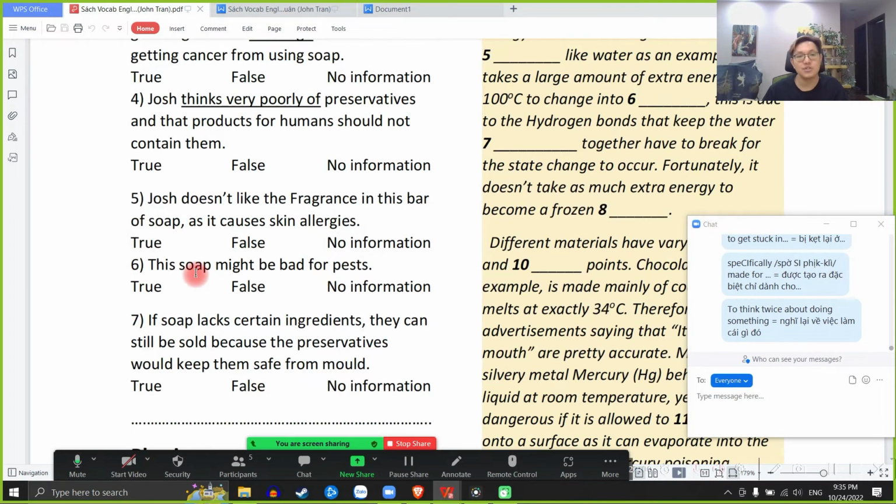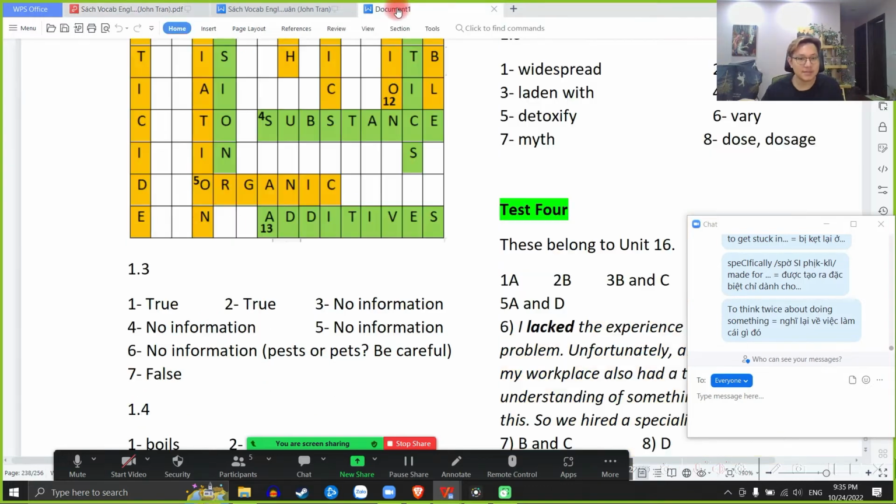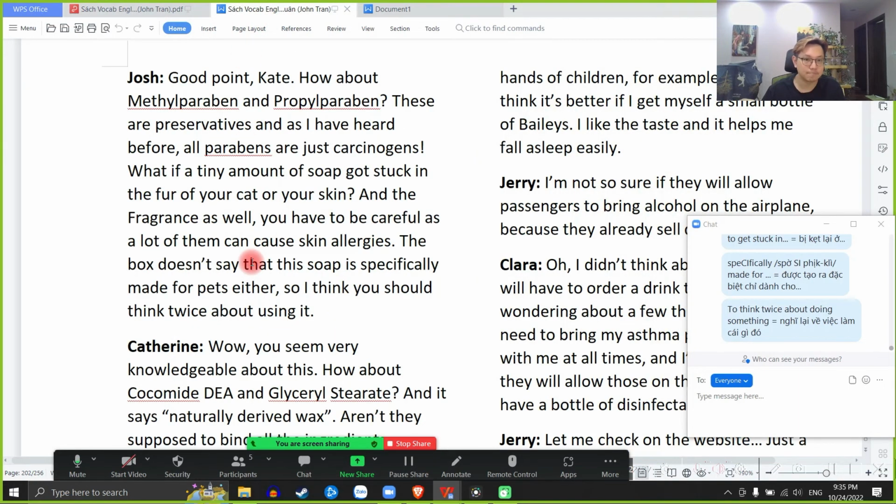Alright, number 5. Josh doesn't like the fragrance in this bar of soap as it causes skin allergies. Josh không thích cái nước hoa trong cái cục xà bông này bởi vì nó gây ra dị ứng da. The answer for number 5 is no information again. Because why? He said that you have to be careful, a lot of them cause skin allergy. But he didn't say that he doesn't like the fragrance in this bar of soap.